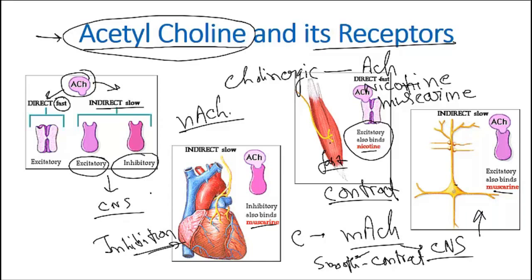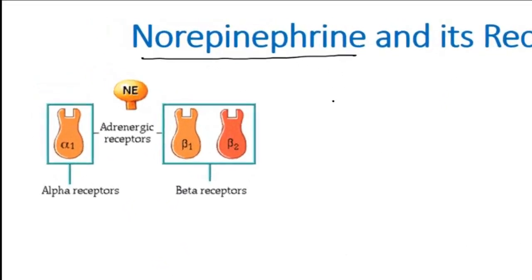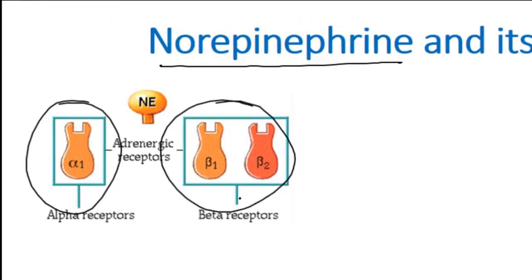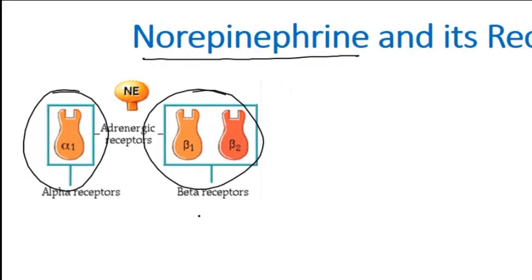Now let's look at norepinephrine and its receptors. This is another very important neurotransmitter, norepinephrine. There are two families of receptors for the neurotransmitter norepinephrine. One is the alpha receptor, and the other is the beta type of receptors. Each family member is different and is identified by its letter and number: alpha 1, and for the beta there are beta 1 and 2. These are called adrenergic receptors.